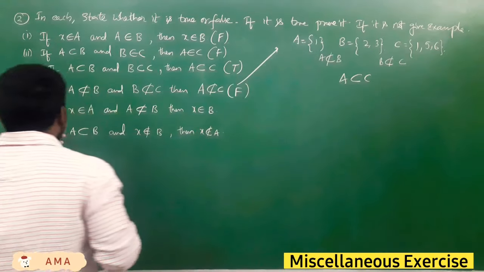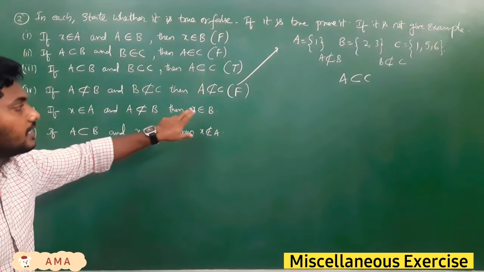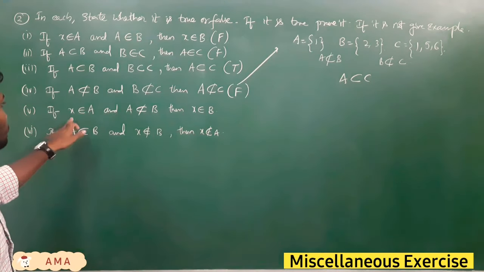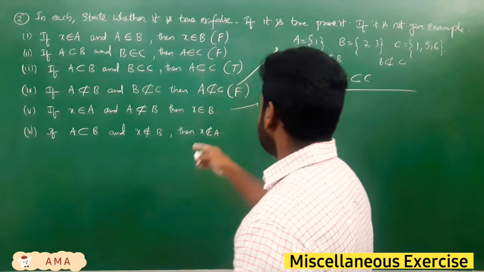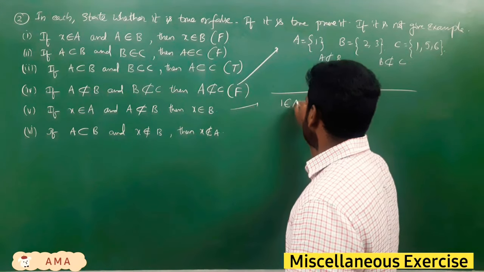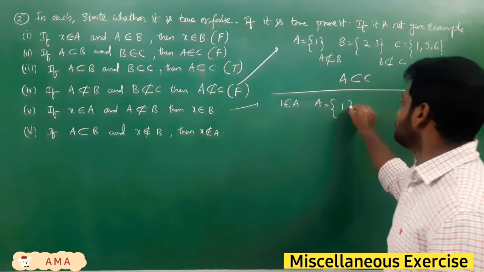Next one. If X belongs to A and A is not a subset of B, then does X belong to B or not? First I will consider X belongs to A. So instead of X I will consider 1 belongs to A, nothing but A equal to the set {1}.